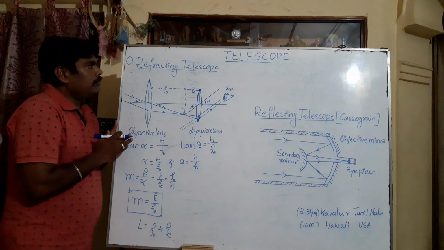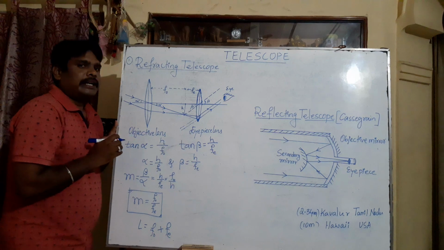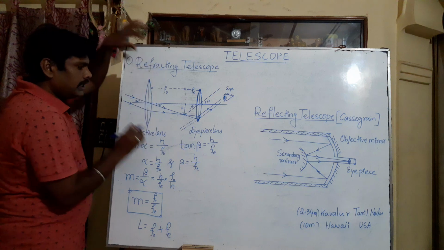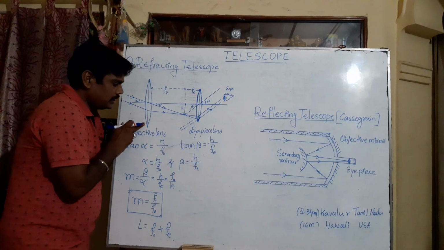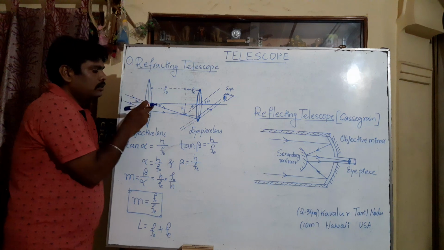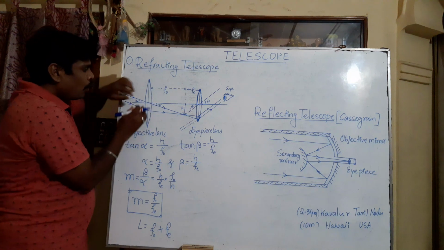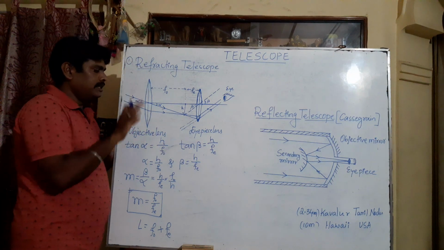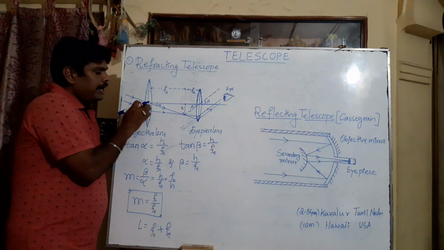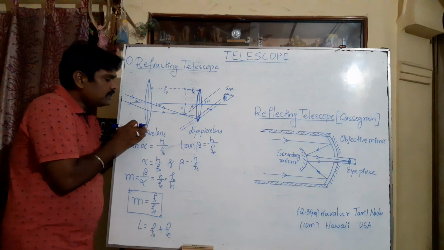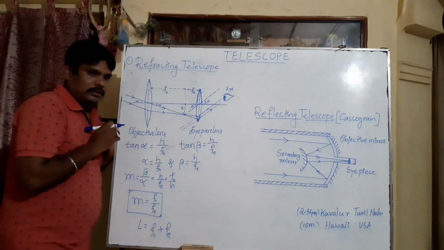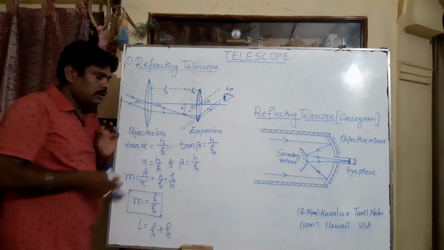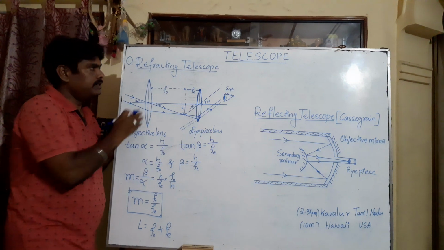The first main limitation of this refracting telescope is, if I increase the size of this lens, since it is a convex lens, the edge is thin compared to the middle portion. When the aperture size increases, the thickness and the weight of the lens also increase. It is difficult to hold such a small portion at the edges, so it is difficult to hold such big lenses. That is one of the drawbacks of this telescope.